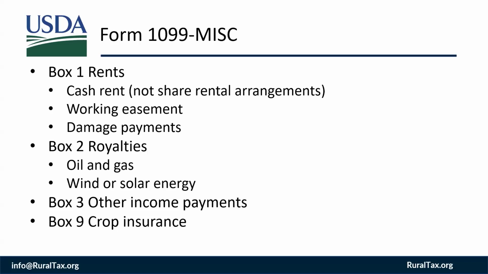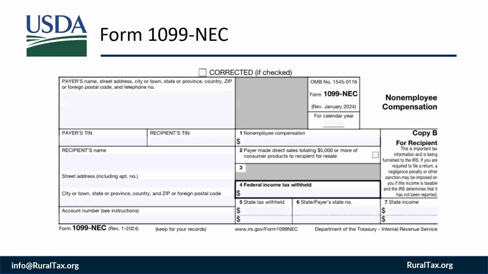Box 2 is royalties. That's oil and gas royalties, wind or solar energy royalties. Those show up in box 2. Other income payments show up in box 3, and crop insurance in box 9. So that's kind of what you're going to see in that miscellaneous form.